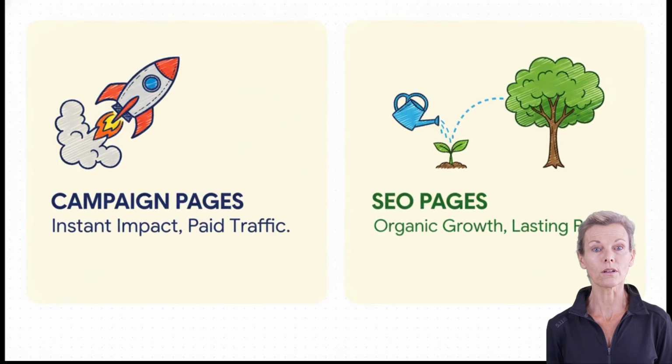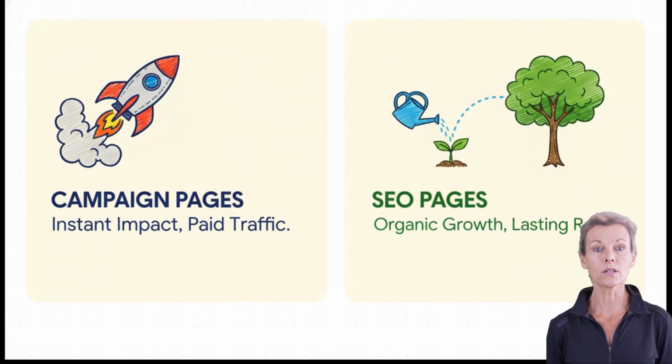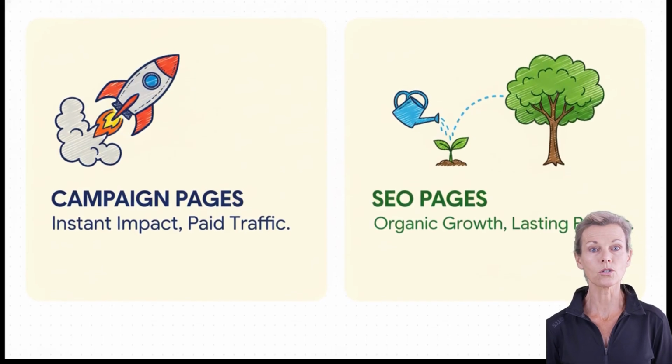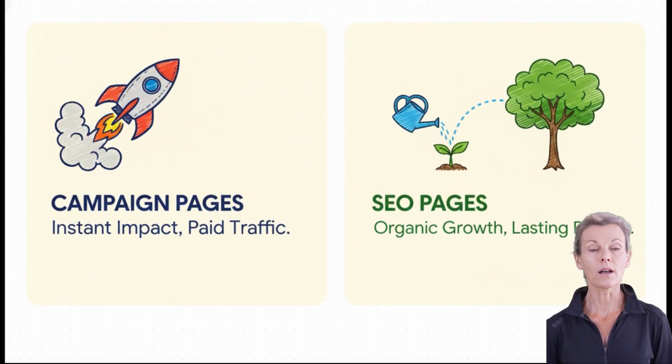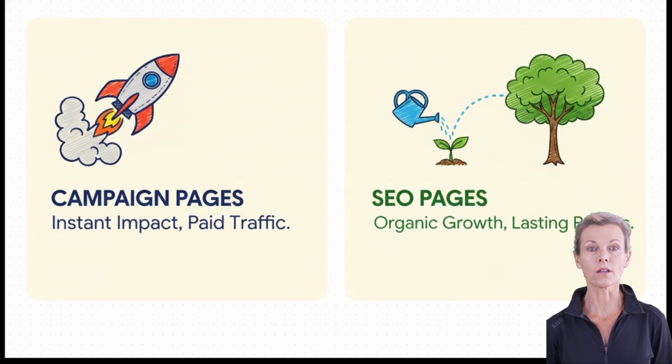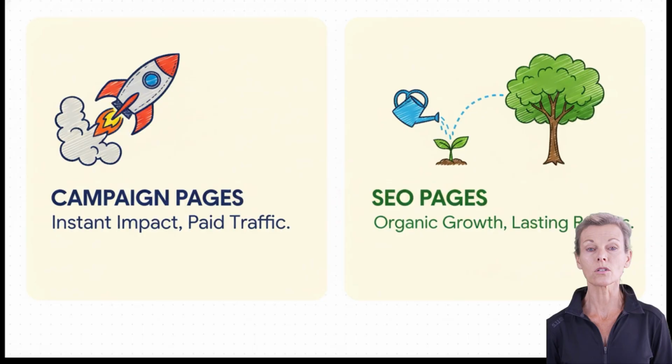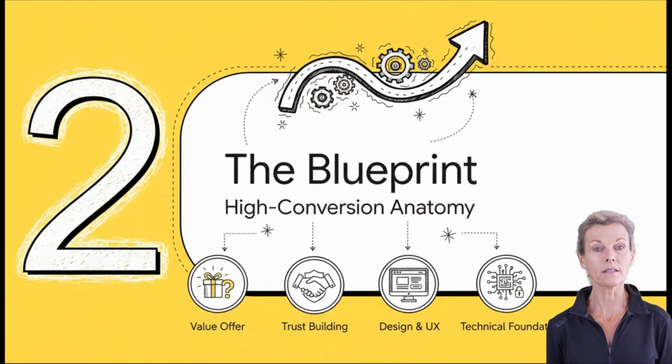Now, it's also good to know that there are kind of two main flavors of these pages. You've got your campaign pages, which are built for speed. You link to them from paid ads for quick, short-term results. And then you have SEO pages. These guys are in it for the long haul, built to attract that free organic traffic from search engines over time.